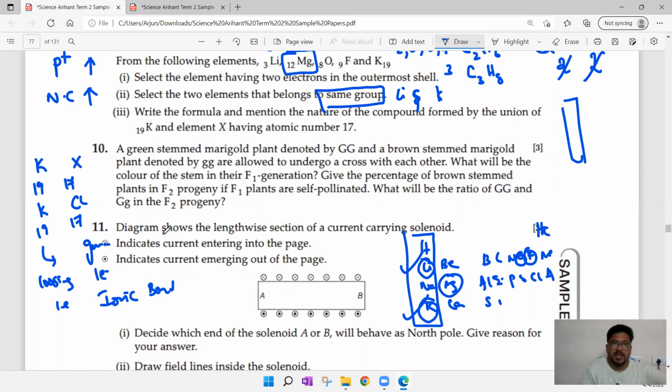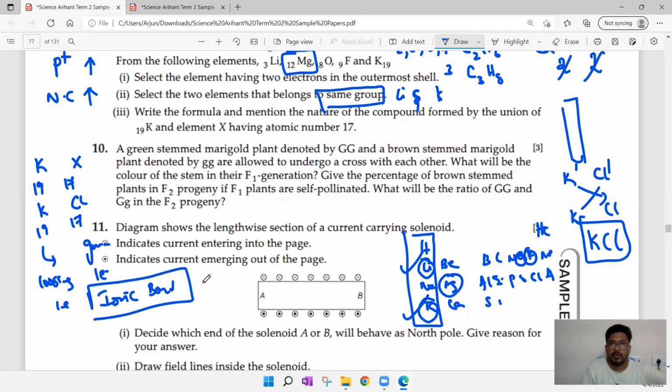So what they are asking is, write the formula. Okay, how to write the formula? Potassium with one valency, chlorine with one valency. So one will go to chlorine, one goes to potassium, it becomes KCl. Potassium chloride is the chemical formula. And mention the nature of the compound. The nature of the compound is ionic bond, simply to say, ionic compound.